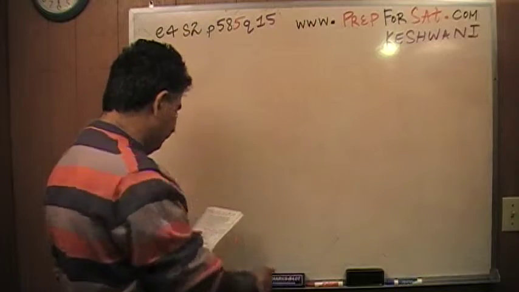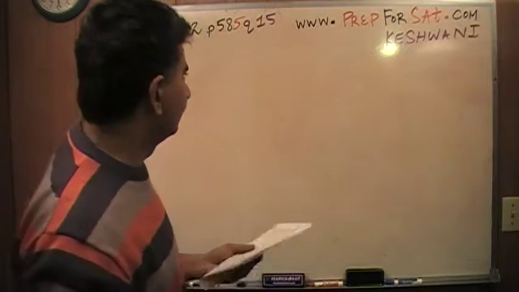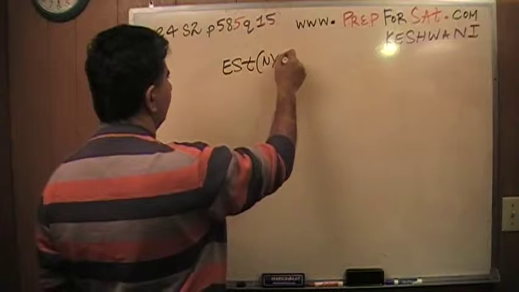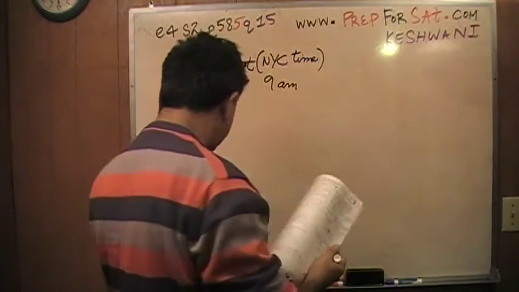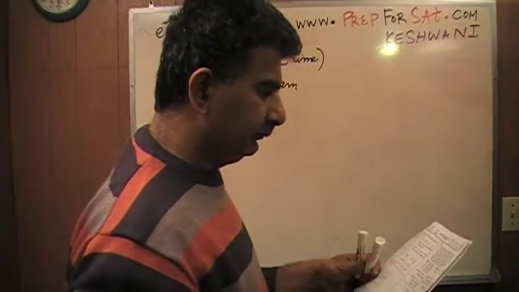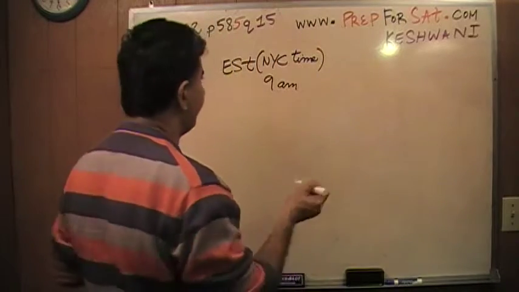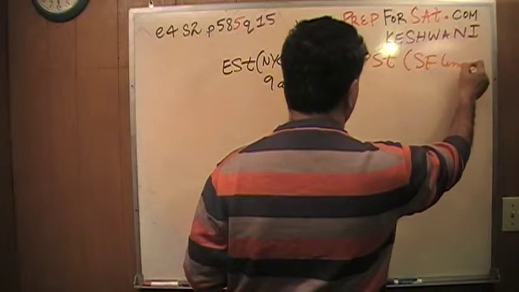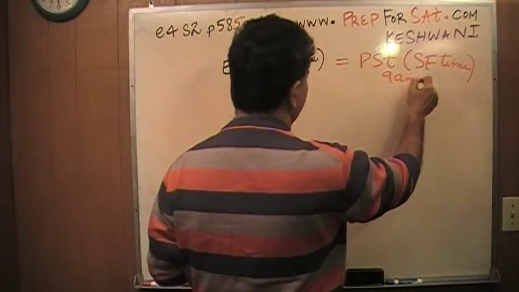It says when it's noon Eastern Standard Time in New York City, it is 9 a.m. Pacific Standard Time in San Francisco. So I'm going to make a note of it. When it is noon, here's your Eastern Standard Time, which is the New York City time, 9 a.m. equals what? Oh, blast it! I screwed it up. When it is noon here, Eastern Standard Time, it is 9 a.m. Pacific Standard Time, and this is your San Francisco time. SF stands for San Francisco. So when it's noon here, it is 9 a.m. there.